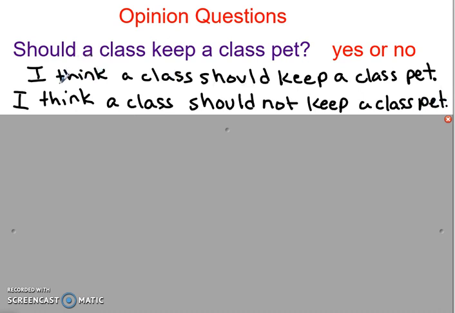So notice in my statements, both of them start with I think because they are my opinion. I used the words in the question to help me finish the sentence. So a class should keep a class pet, I got right from the question. And then I ended my sentences with periods because these are statements, not a question.